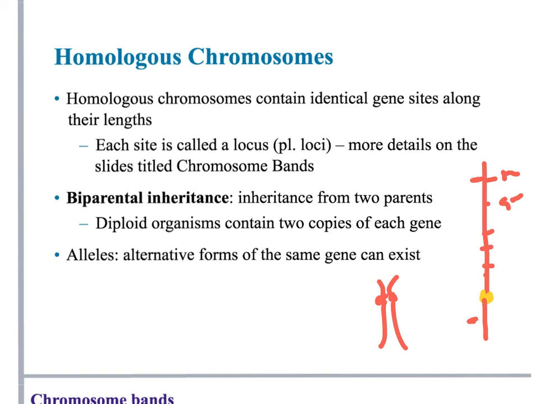So diploid organisms contain 2 copies of each gene. Again, one from your mother, one from your father. And then our alleles are alternative forms of the same gene. So here's where the text starts using alternative form. Earlier in chapter 1, we said an allele is all forms of that gene, all the different forms that it could take on.